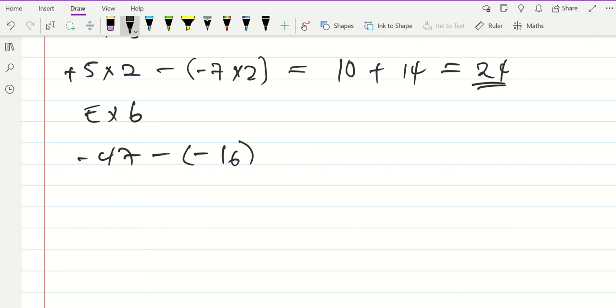So this is another simple example. We still deal with these two. We add them if they're in this form. It becomes negative 47 plus 16. And you can easily do the math yourself. That's negative 31. So if you have a calculator, just punch it inside your calculator.